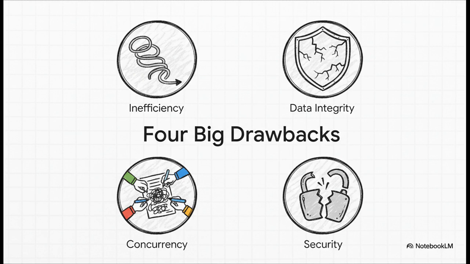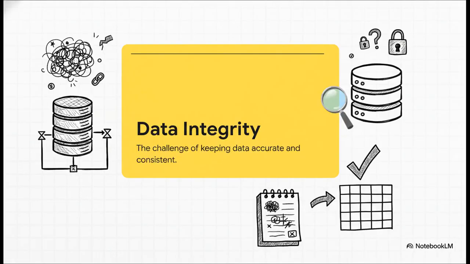So let's break a couple of the big ones down, starting with data integrity. So data integrity, it's all about trust. Can you actually trust that the information you're looking at is accurate and consistent? In a simple file, it is so easy to accidentally type a name wrong or maybe enter a grade as "good" instead of the number 85. And boom, you've corrupted your data without even knowing it.